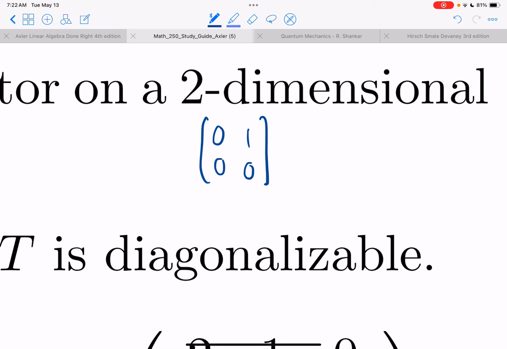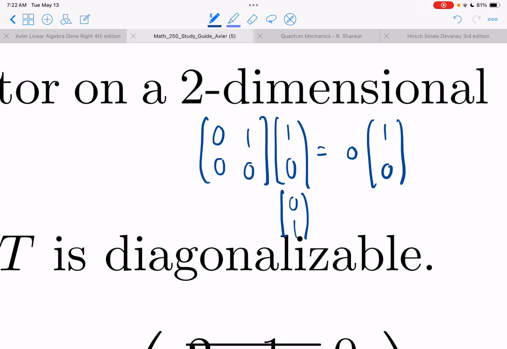Well, you could prove it directly that there's not a second eigenvector with eigenvalue 0. So first of all, it's upper triangular, so its eigenvalues are 0 and 0. In other words, 0 is the eigenvalue. V1, which would be the standard basis vector, is definitely an eigenvector with eigenvalue 0. But if you try another one like this, it's not an eigenvector with eigenvalue 0.